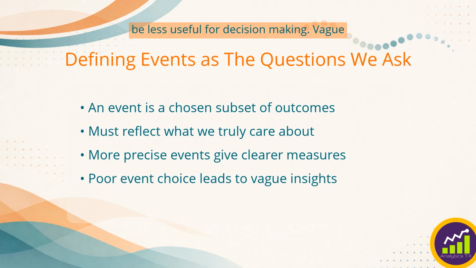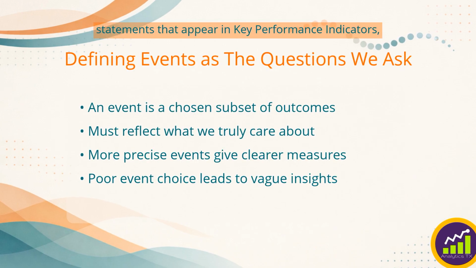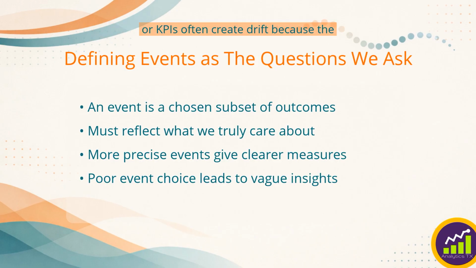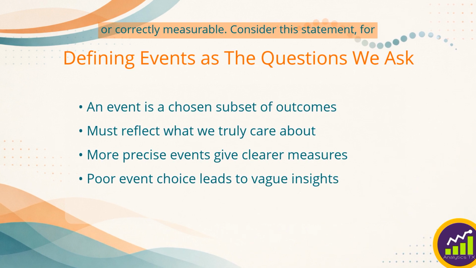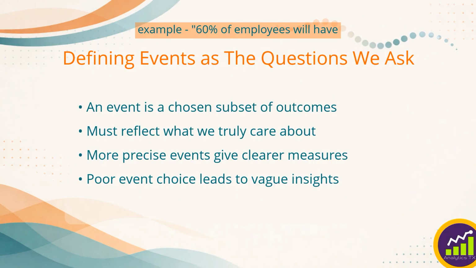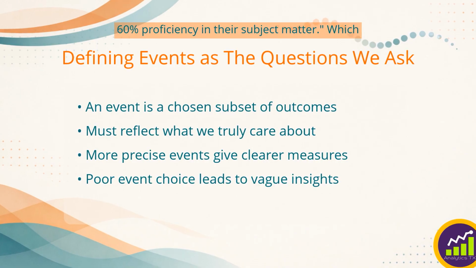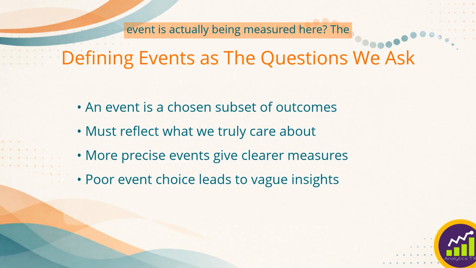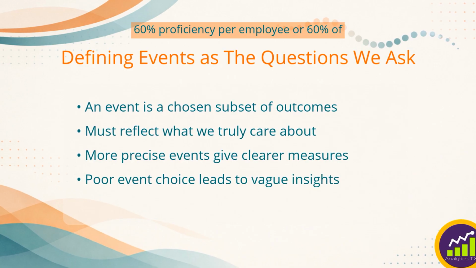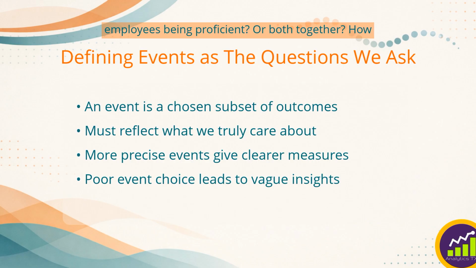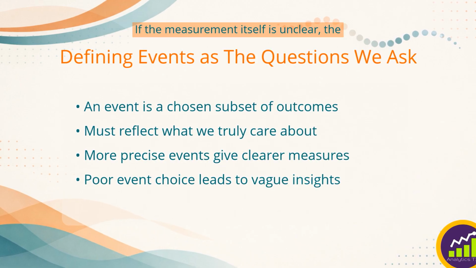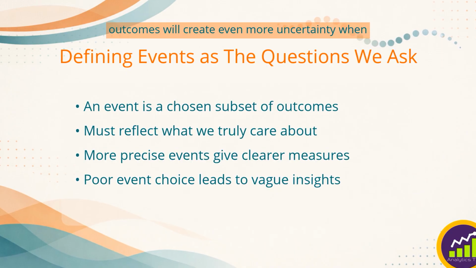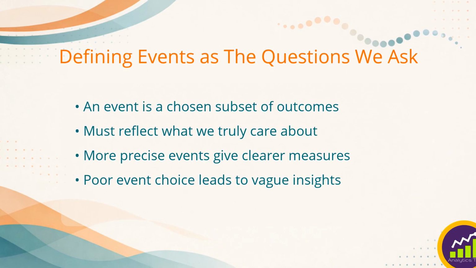Vague statements that appear in key performance indicators, or KPIs, often create drift because the event itself might not be clearly defined or correctly measurable. Consider this statement, for example: "60% of employees will have 60% proficiency in their subject matter." Which event is actually being measured here? The 60% proficiency per employee, or 60% of employees being proficient, or both together? How would you measure, track, and compare progress? If the measurement itself is unclear, the outcomes will create even more uncertainty when determining policy.